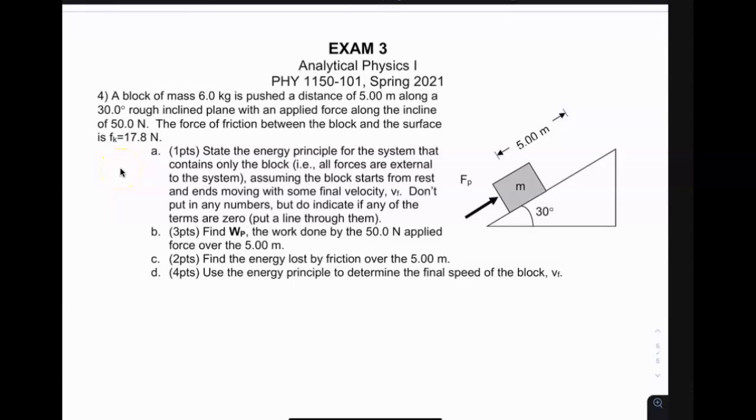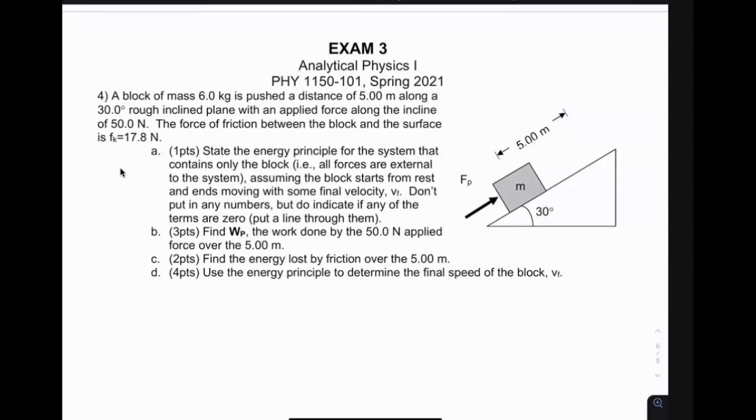I'll now go over question 4 in exam 3. A block of mass 6.0 kilograms is pushed a distance of 5.00 meters along a 30.0 degree rough inclined plane with an applied force along the incline of 50.0 newtons. The force of friction between the block and the surface is F sub k equal to 17.8 newtons.